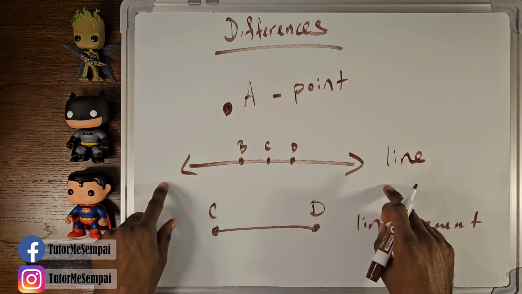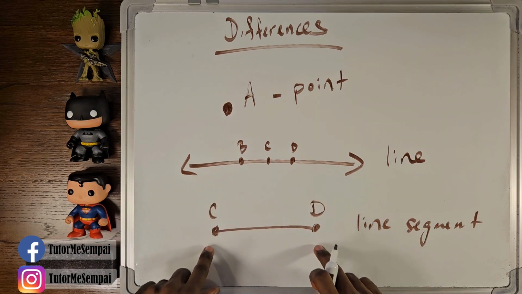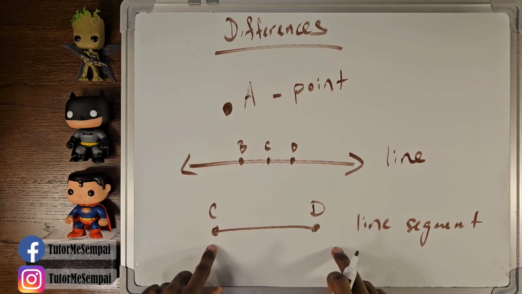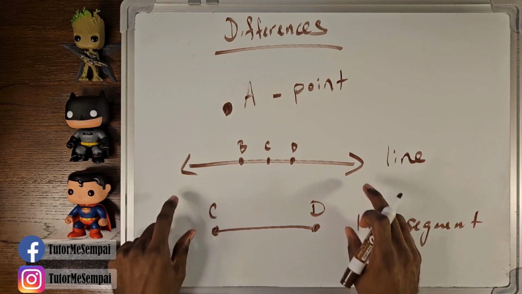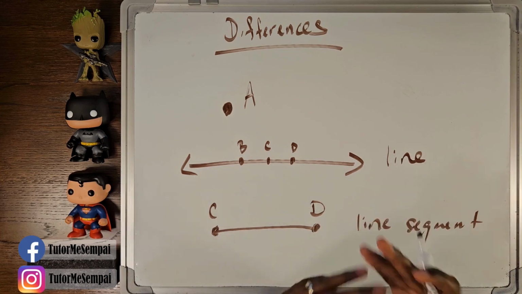Your line continues beyond the points. Your line segment does not continue beyond the point. This is going to be the difference between your line and your line segment. So we have a line and a line segment, but what is a ray?